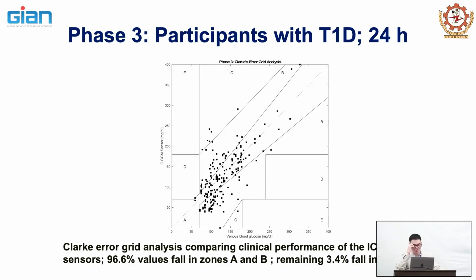But ideally, what would you like to happen? What is the best thing to happen? Everything is along this line here in the middle. Everything is in zone A, nicely controlled, because this Clarke error grid is actually telling you the difference between your sensor readings versus the readings that you're getting from a gold standard. Okay, that was what we did in this study.